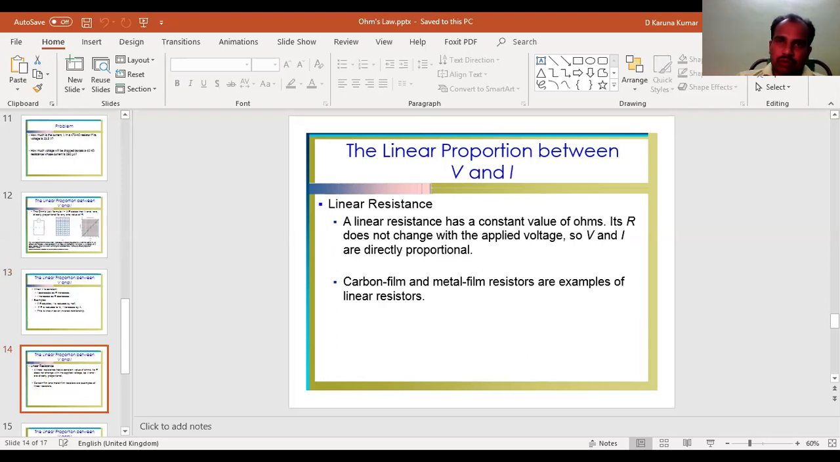The relationship between the voltage and current is a linear relationship. This is the linear portion between V and I. When a linear resistance is constant in value of ohms, R does not change with the applied voltage. So V and I are directly proportional.